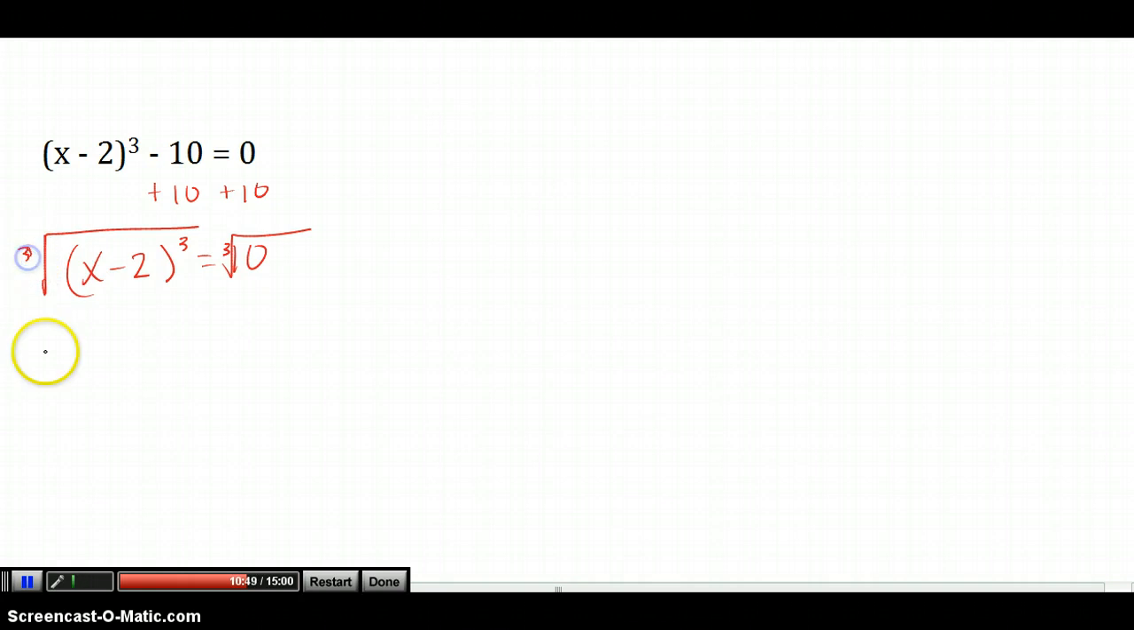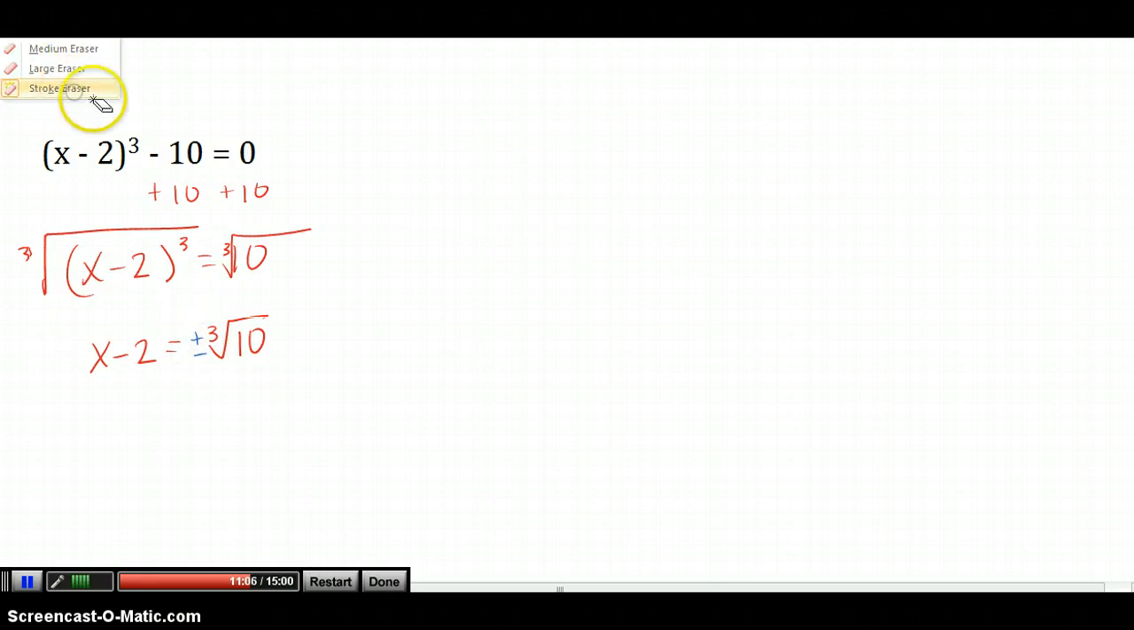This is supposed to be a 3. So now what you're left with is just what's under the cube root. x minus 2 equals the cube root of 10. Now notice after I took the cube root, I didn't write a plus or minus here. If you remember earlier, I said, whoops, I erased part of my cube root.